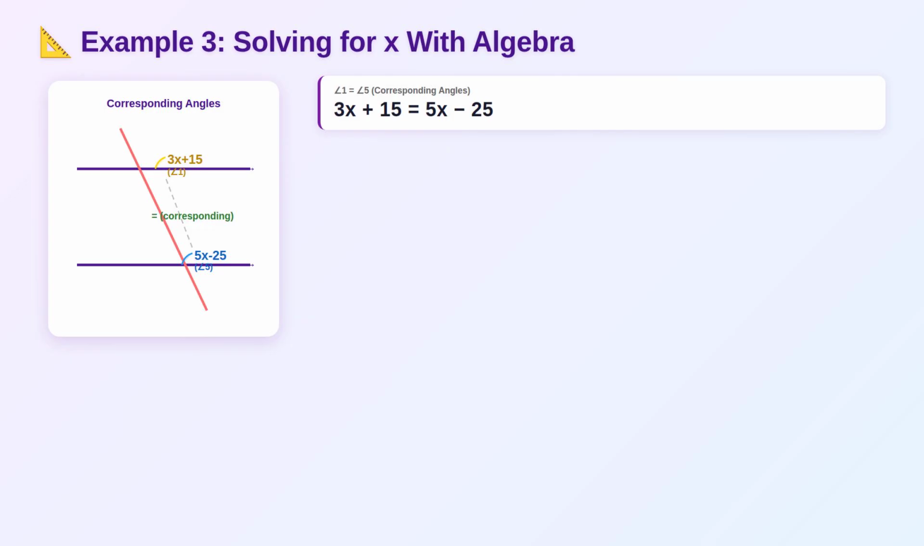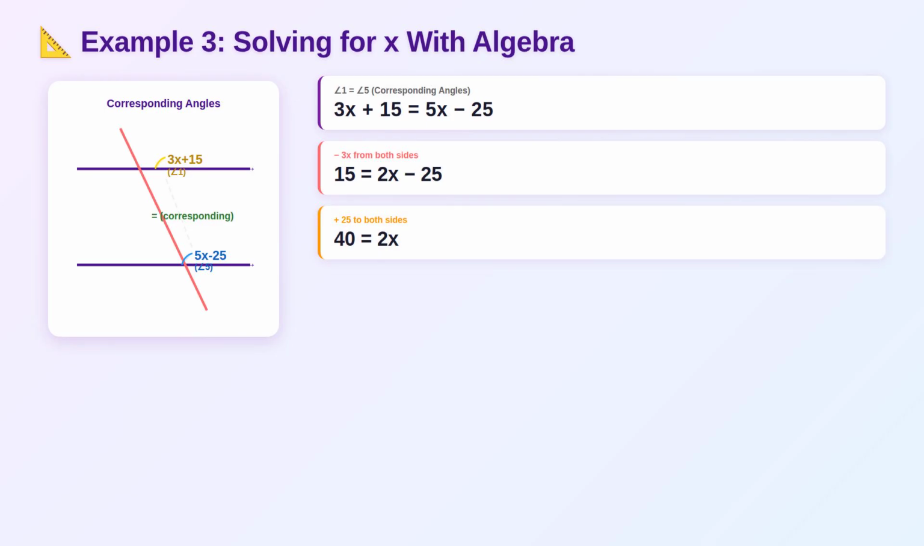Algebra. Don't worry, this is where it gets really satisfying. She sees angle 1 equals 3x plus 15, and angle 5 equals 5x minus 25. Because angles 1 and 5 are corresponding angles, they must be equal. So we set them equal. 3x plus 15 equals 5x minus 25.